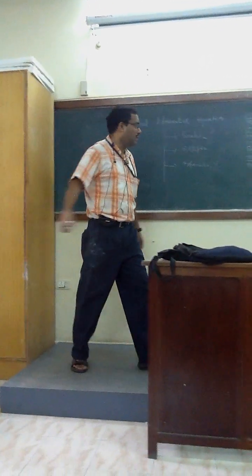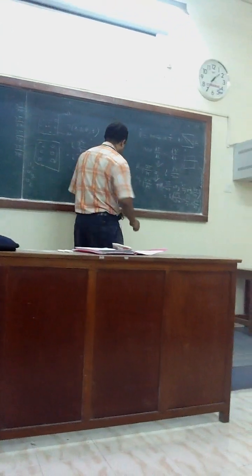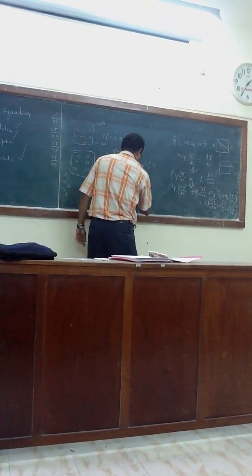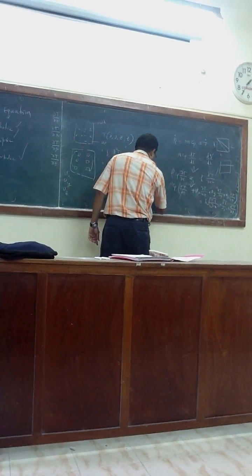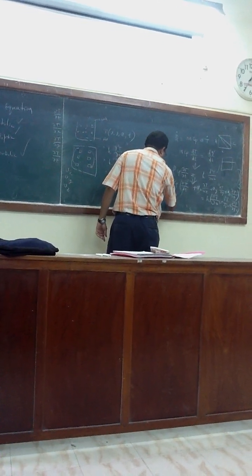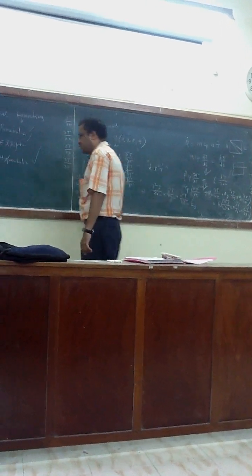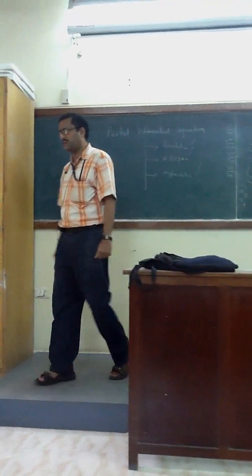Still that is maintained. In that case, you will get a simple equation, which is ∂²T/∂x² + ∂²T/∂y² + ∂²T/∂z² = 0. This is still a partial differential equation. T is a function of x, y, z.